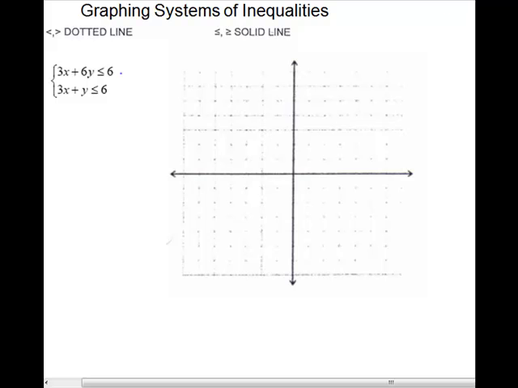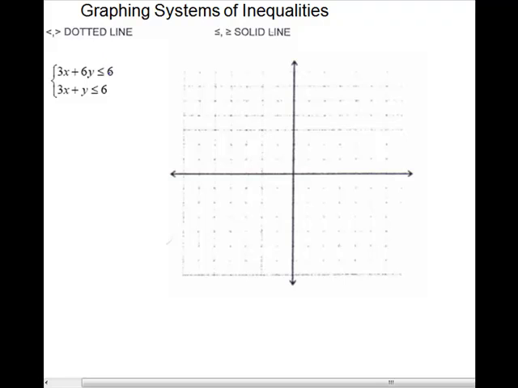Next, we're going to look at graphing a system of inequalities, and we're going to do it the same way as we did just graphing a linear inequality. But we will do both on the same graph, and then the part that makes both true is the part that will be the solution to the system. So both lines will be solid.